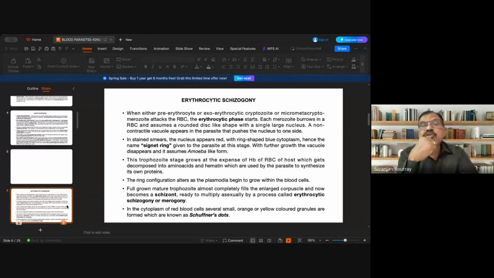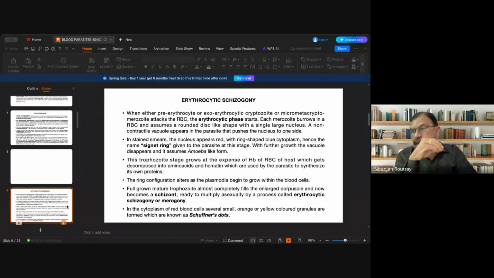Now, erythrocytic schizogony: when either the pre-erythrocytic or exo-erythrocytic cryptozoite, so if the smaller form, whether it is a cryptozoite or a micro/metacryptozoite, whatever it is, gains access to the RBC, it starts the erythrocytic phase, and that is called the erythrocytic schizogony. That means the same type of multiplication within the RBC.